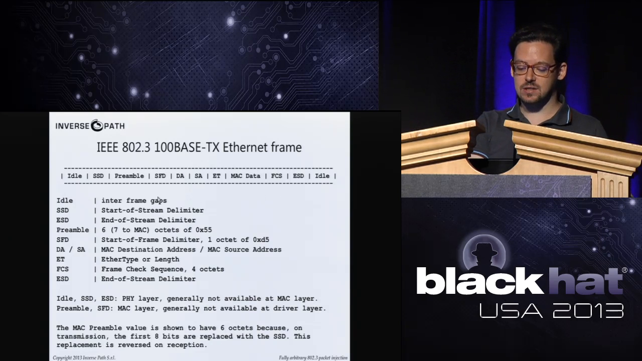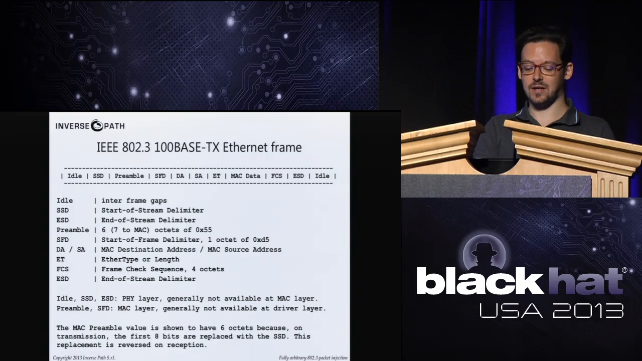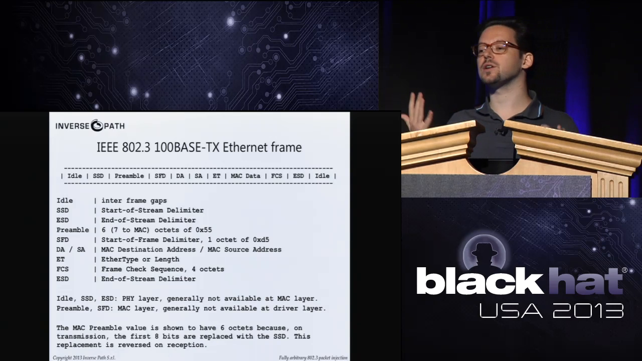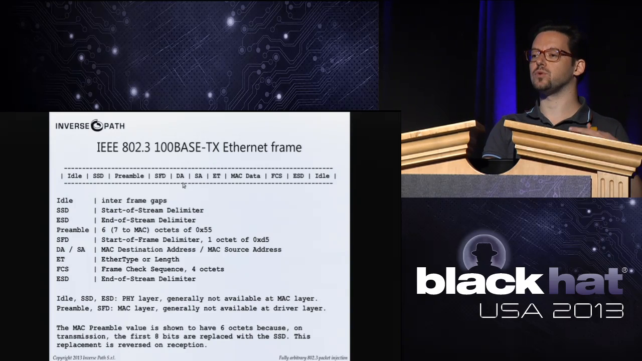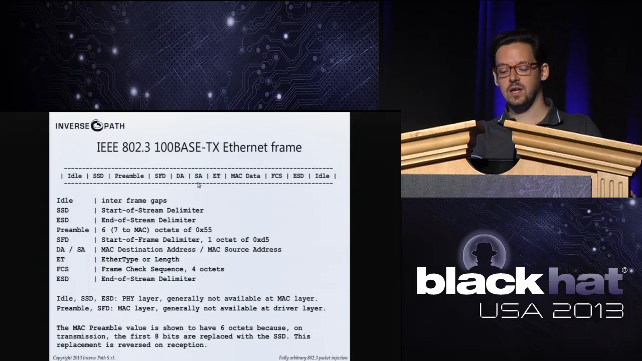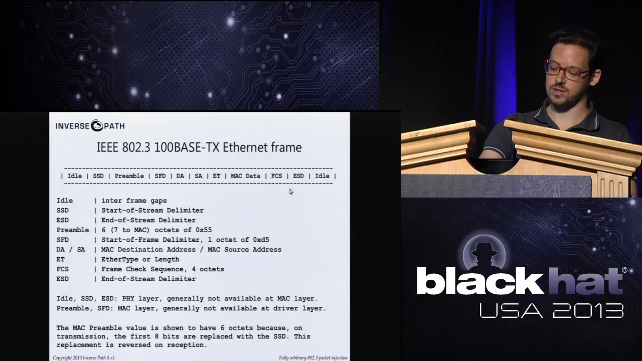Now, what we target are actually these other fields here, the preamble and the start of frame delimiter, which are available to the MAC, but not available at the driver layer. So these are fields that you cannot manipulate with a normal laptop. Then after the start of frame delimiter, you have the actual frame which you can manipulate freely, with the destination MAC, the source MAC, the ether type or length depending on the packet that you're trying to send, and then the actual payload of the packet. At the very end of the packet, you have the checksum for the Ethernet frame, which is the frame check sequence, which is 4 octets.